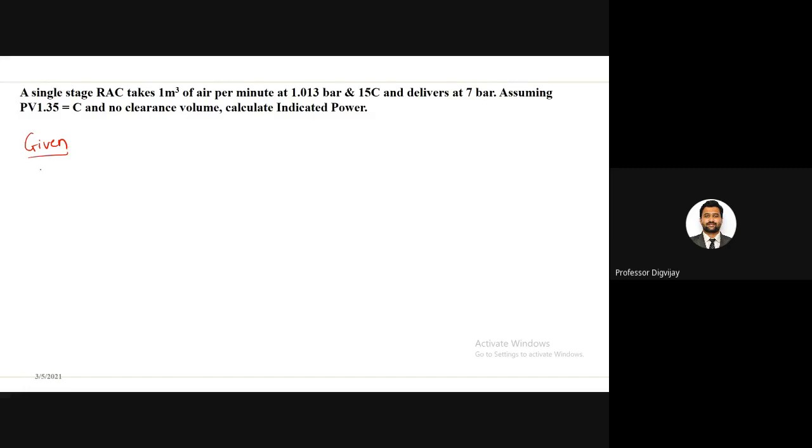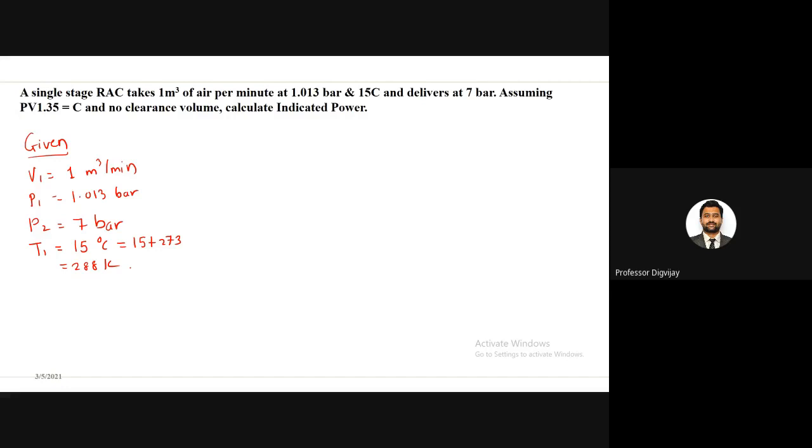Here in this case, the volume flow rate is given, that is 1 meter cube per minute. Suction pressure they have given as 1.013 bar. Then they have given the delivery pressure as 7 bar. Then they have given the inlet temperature also, that is 15 degrees Celsius. How to convert this into Kelvin? So this will be 15 plus 273. This will be 288 Kelvin.